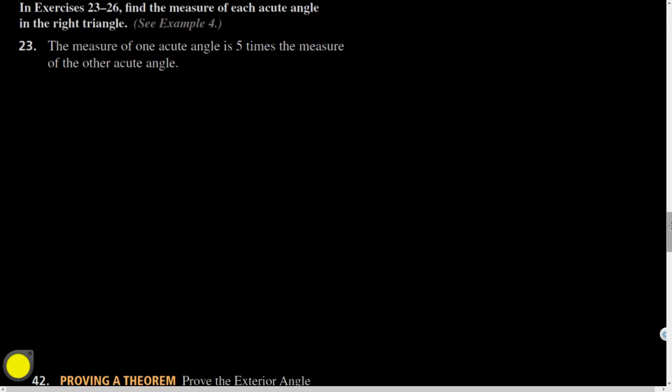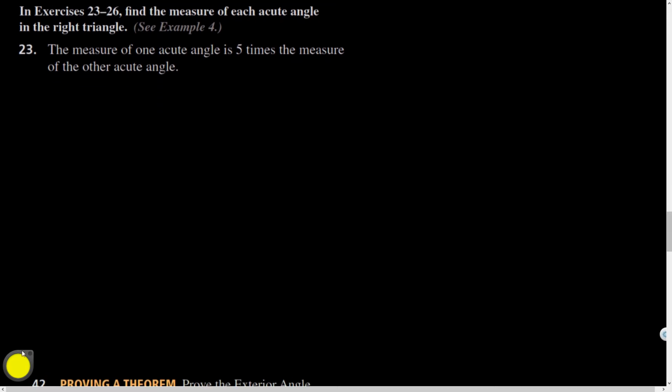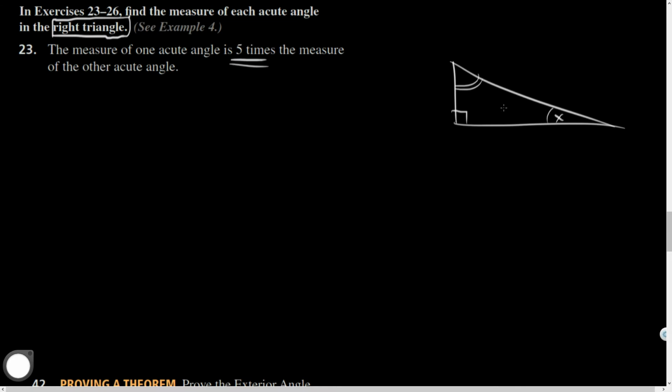All right, here we go. Let me draw a picture here for us. The measure of one acute angle is 5 times the measure of the other acute angle. And also they gave me the fact that this is a right triangle. So here's a right triangle. Here's a tiny acute angle, and the other acute angle is a lot bigger, 5 times as big. So I could call this 5x. Drawing that picture, even if it wasn't to scale, that's fine.